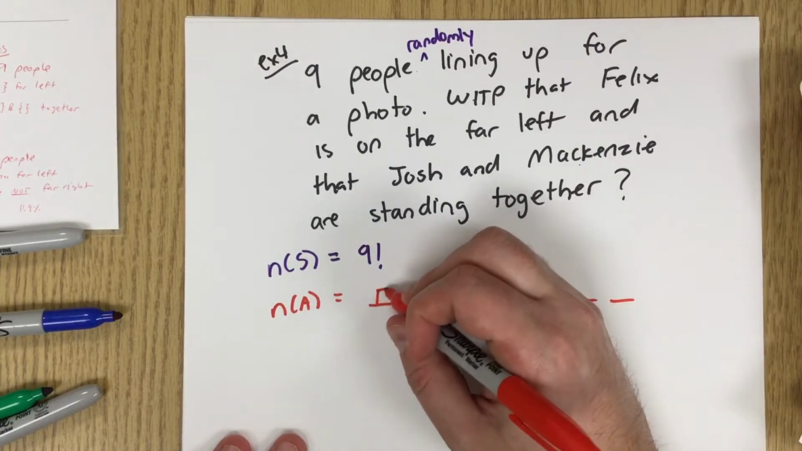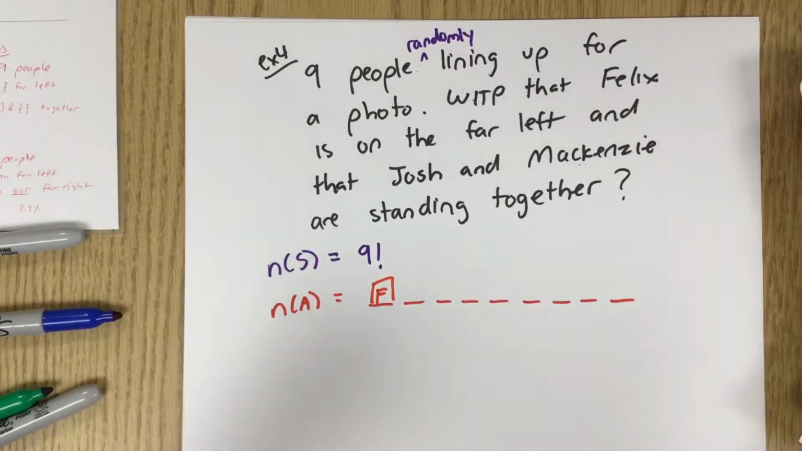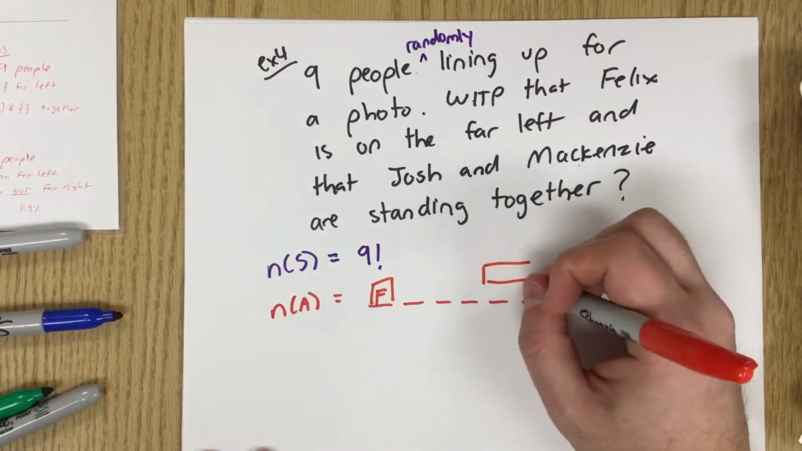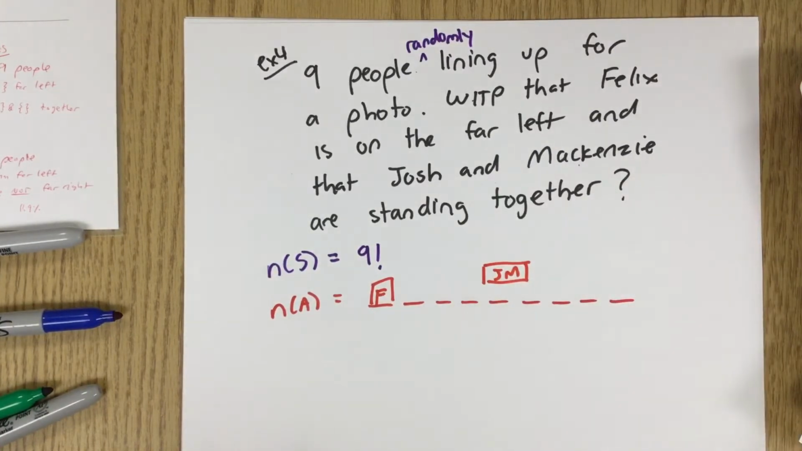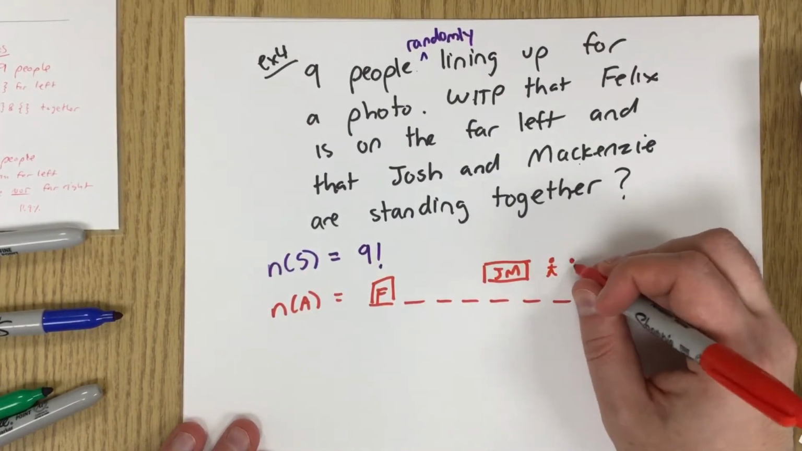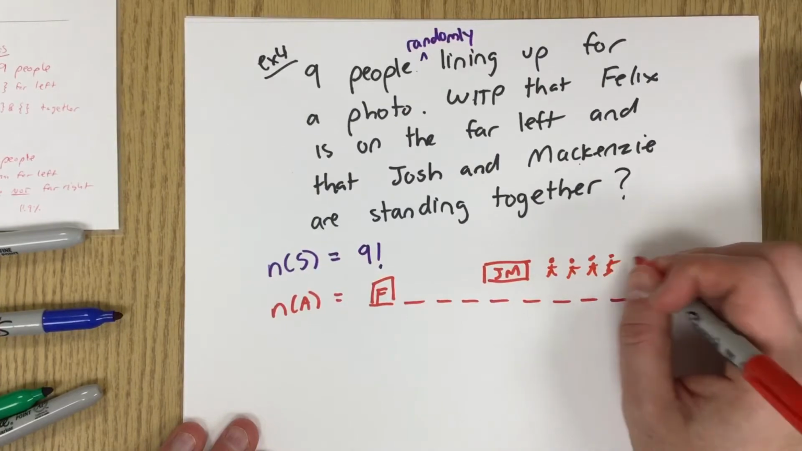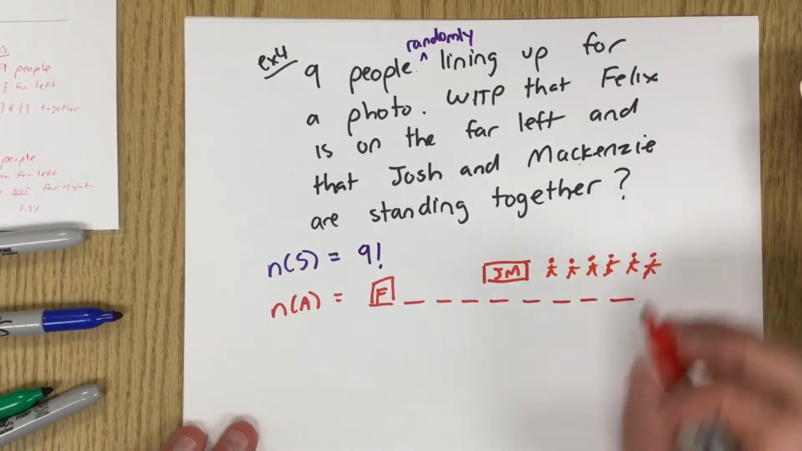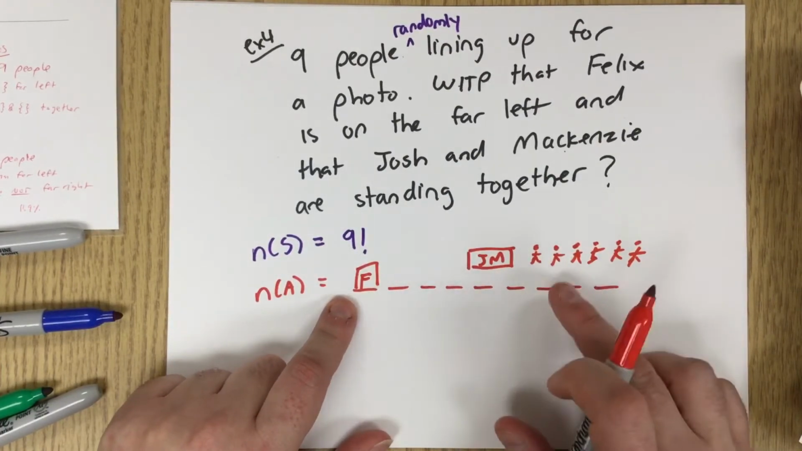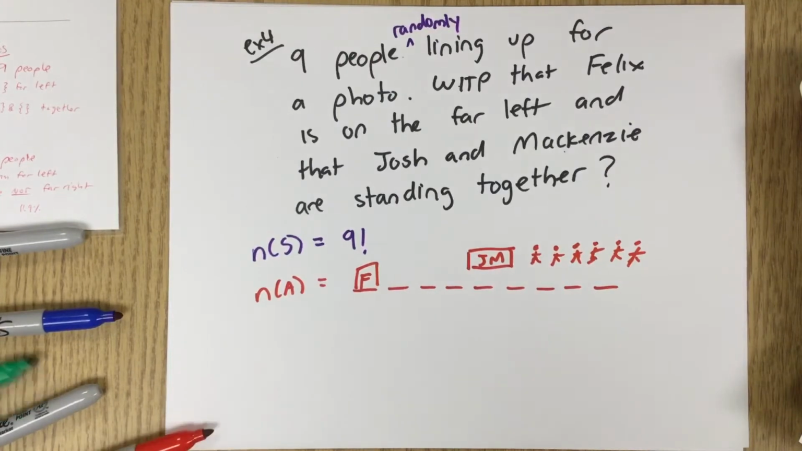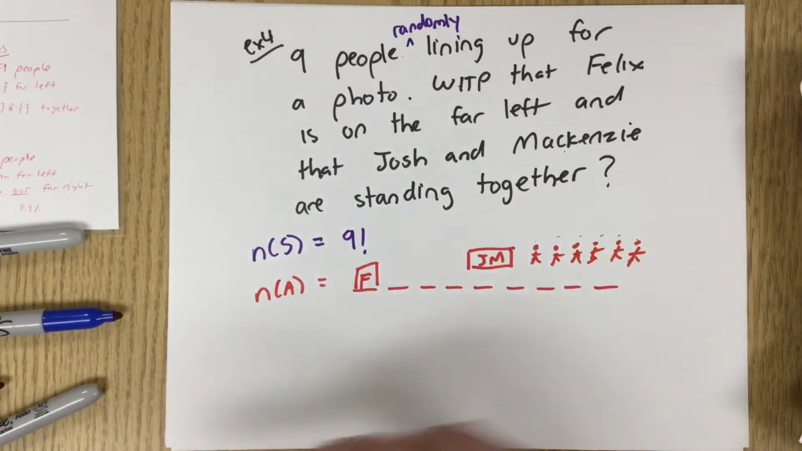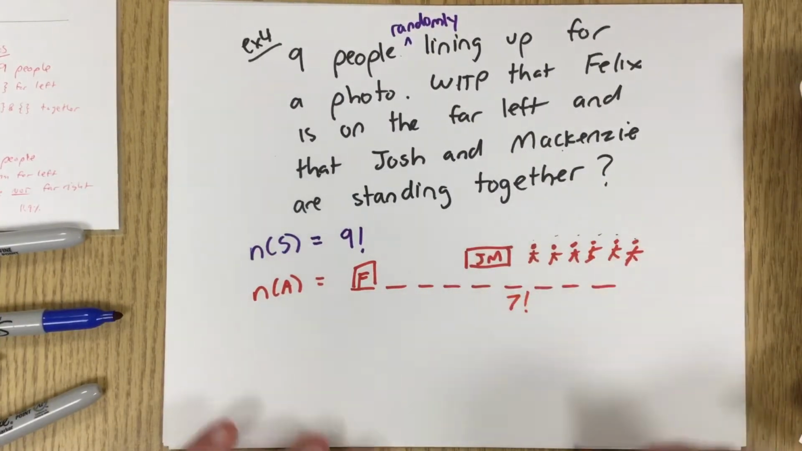So first we have Felix staying on the far left, and that spot's really out. So now there's 8 spots left. But there's also a JM block, and that's 1, 2, 3, and then 6 other people. 1, 2, 3, 4, 5, 6. Not drawn so well, but so Felix is fixed. JM are together. 1, 2, 3, 4, 5, 6. So that's going to be a total of 1, 2, 3, 4, 5, 6, 7. 7 factorial. So there's going to be 7 factorial ways to have that.